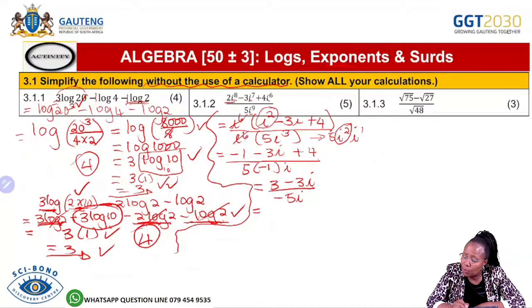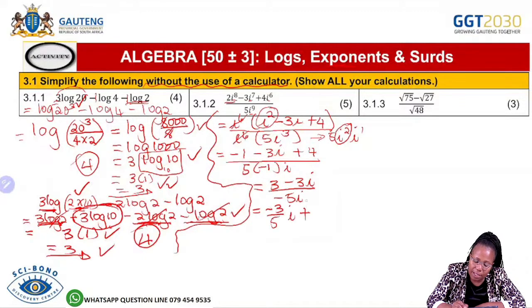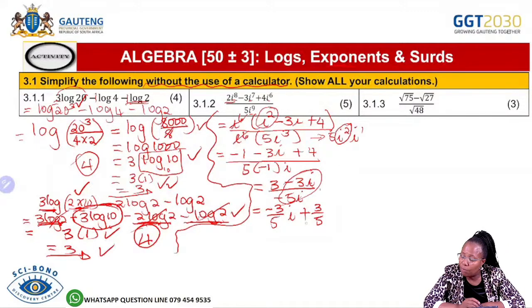And then this one will be what now? The minus 3 over 5i, and the plus 3 over 5. Remember, an i will cancel i on these two, right? I will cancel an i. Then we are only left with 3 over 5, which is positive. Okay.